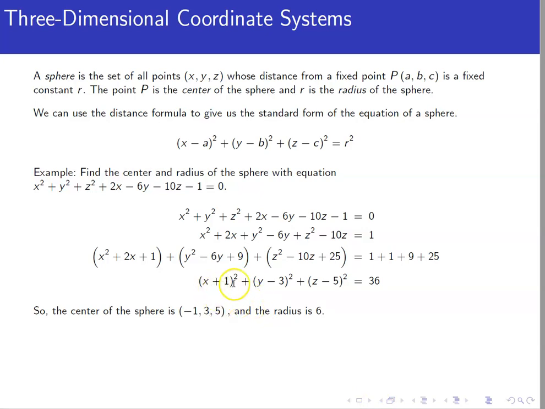The center will be, notice the standard form has x minus a, y minus b, z minus c. So this is x minus a minus 1, so the x-coordinate is -1, the y-coordinate is 3, and the z-coordinate is 5. The radius is the square root of the number on the right-hand side, so in this case the radius is 6.